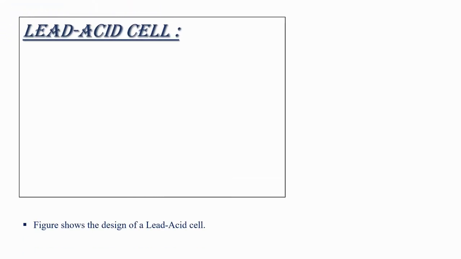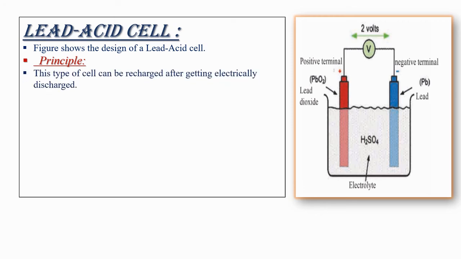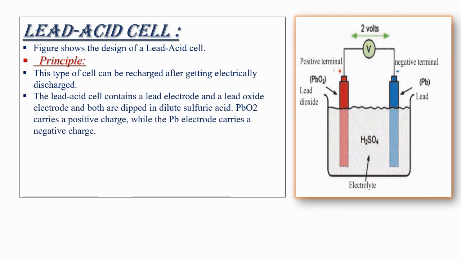Let us learn about lead acid cell. The figure shows the design of a lead acid cell. Let us understand its principle. This type of cell can be recharged after getting electrically discharged. The lead acid cell contains a lead electrode and a lead oxide electrode, and both are dipped in dilute sulfuric acid.